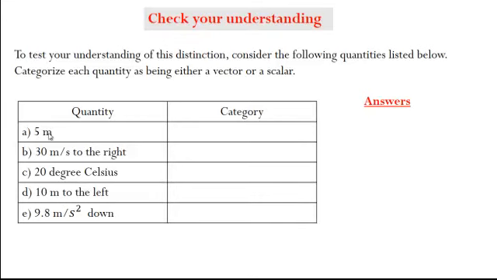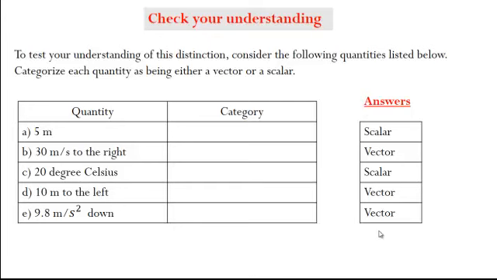For example, if we talk about 5 meter, بالنسبة ل 5 meter ما في عندها direction. Since there is no direction, then this will be a scalar. When we say 30 meter second to the right, بنلاحظ هون صار في عندها direction, then صارت هيدا عبارة عن vector. Now which vector? We know that it's meter per second the unit. Then it's a velocity vector. When we say 20 degrees Celsius, there's no direction, then this is a scalar. 10 meters to the left, we have a direction, then this is a vector. And here 9.8 meters per second squared down, then also we have a direction, so this is a vector. So these are the answers.